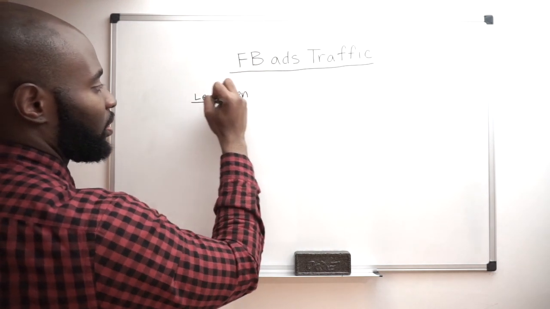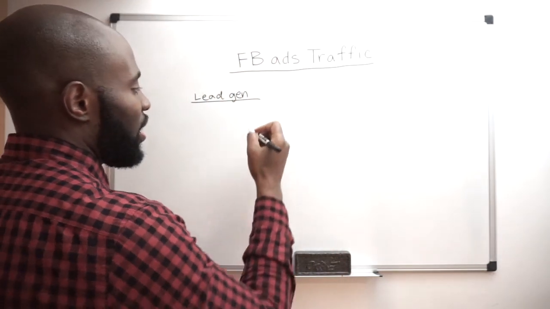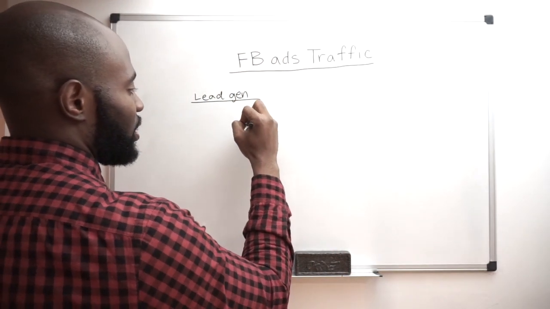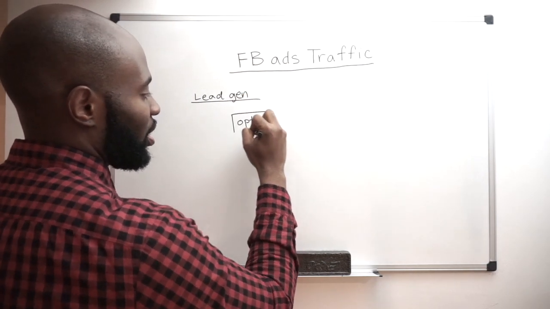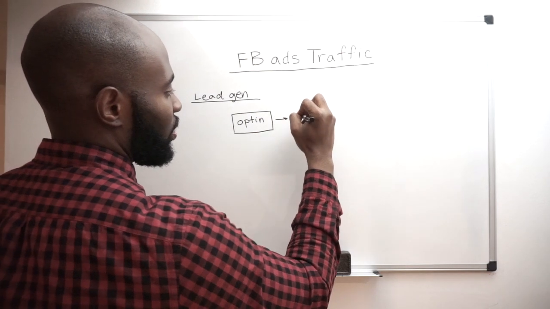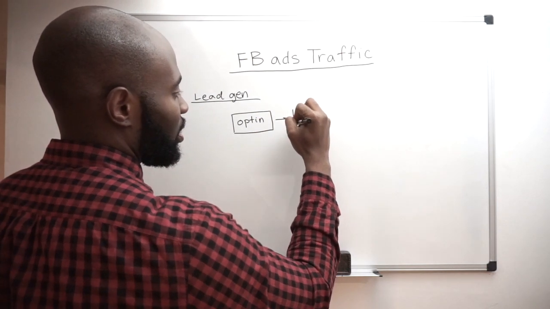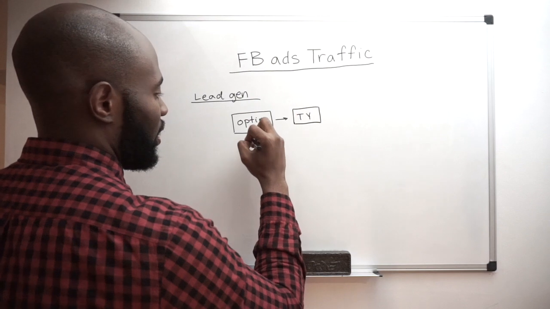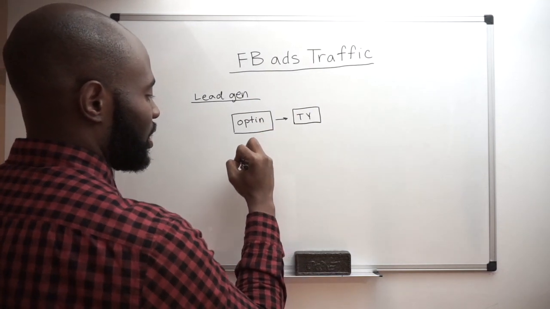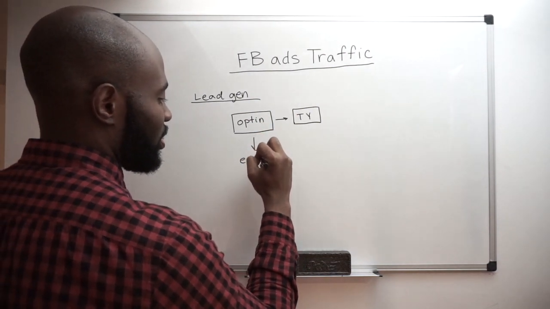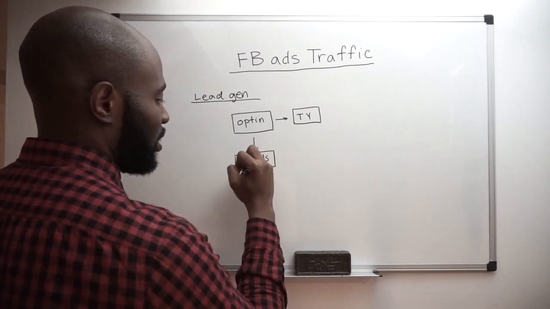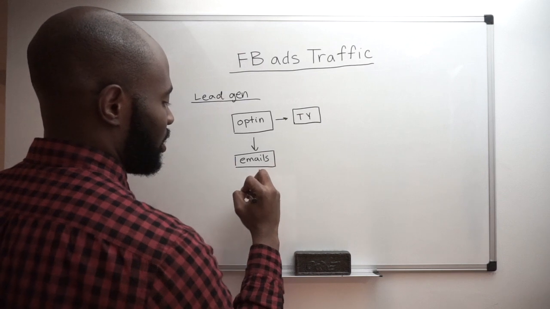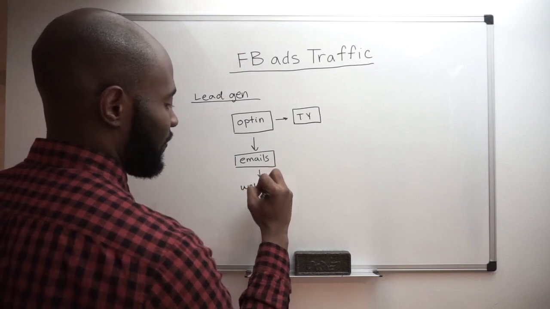All right. So for a lead generation example, you have your opt-in page, where you collect someone's name and email, and then from there you go to a thank you page, and then the opt-in page leads to emails or autoresponder. It also leads to, let's say you're doing a webinar.